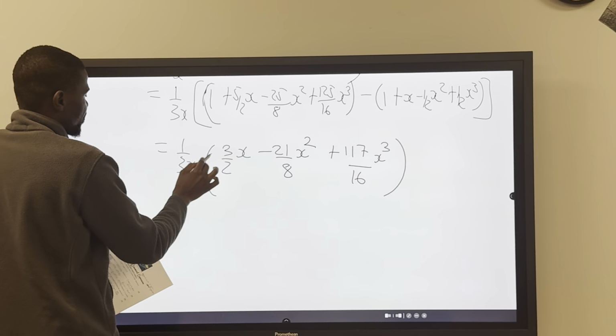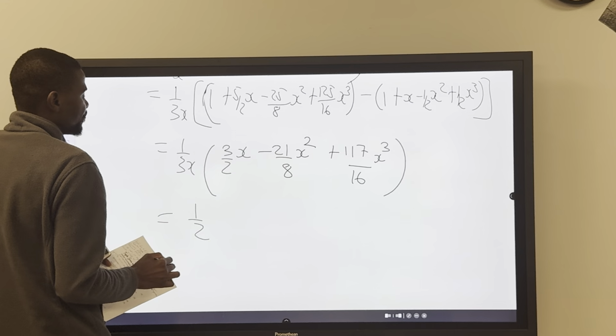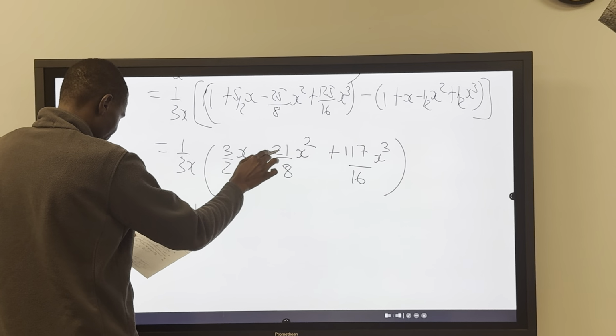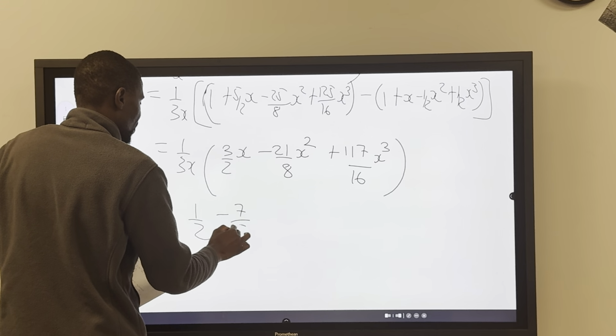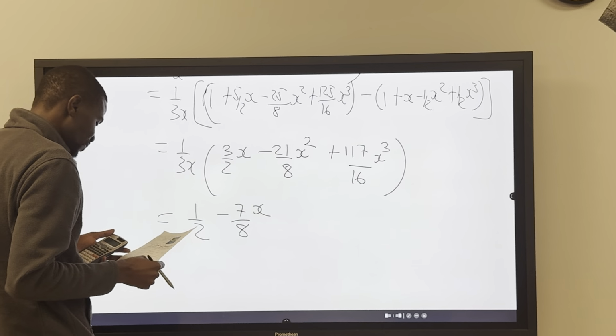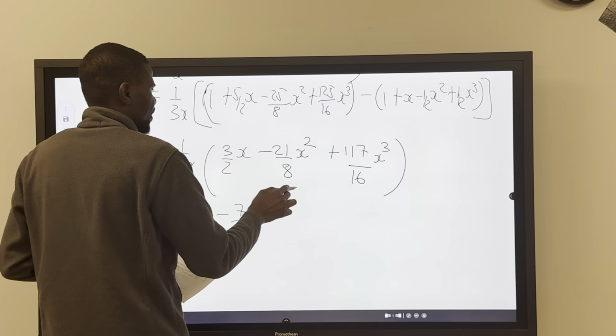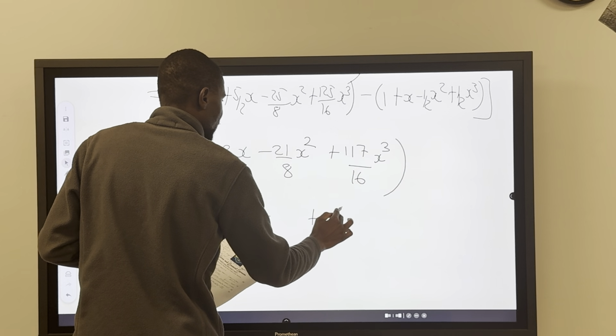So if I multiply this by 3, 3 and 3 will cancel x and x, so I will have 1 over 2. Then 3 into 21 here, that's 7, so I will have minus 7 over 8 x, right? Then that and that, so I know I will have x squared.